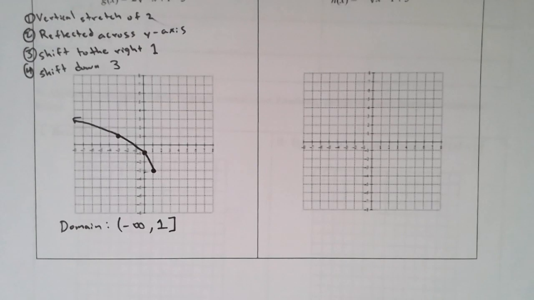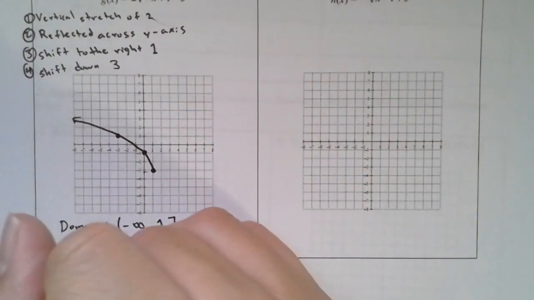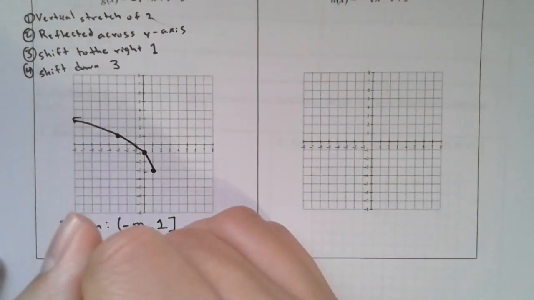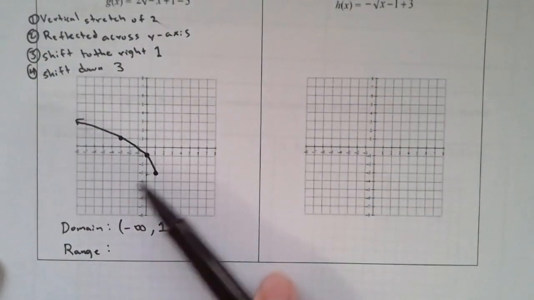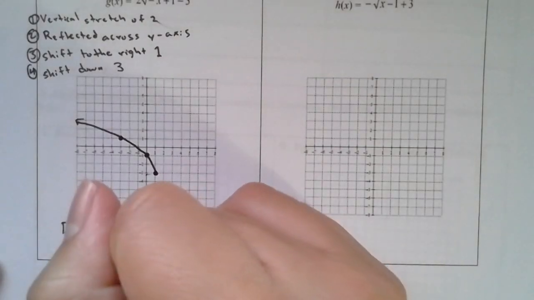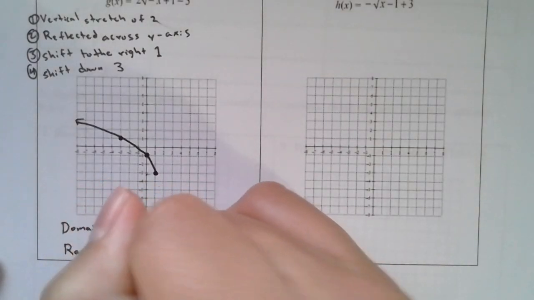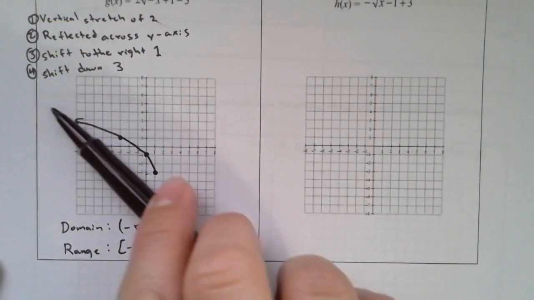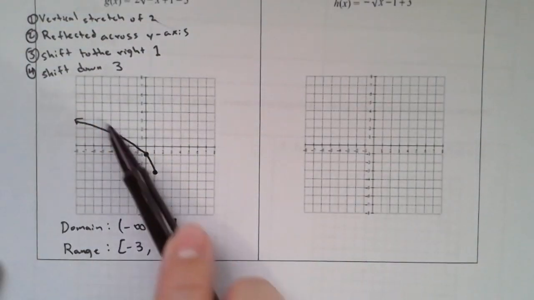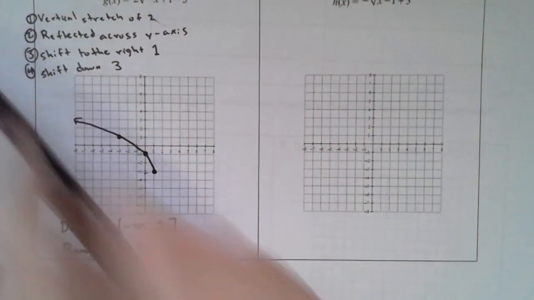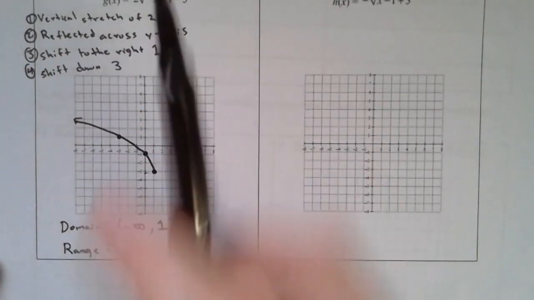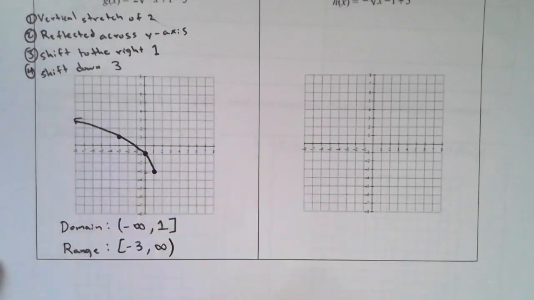Your range is your y values. What's the minimum y value? Negative 3, and it is included, and it goes up. It doesn't look like it continues to go up, but it actually does, and it continues this way, this way, this way, and all y values going up would exist. So it's negative 3 comma infinity. All right, let's look at this one.